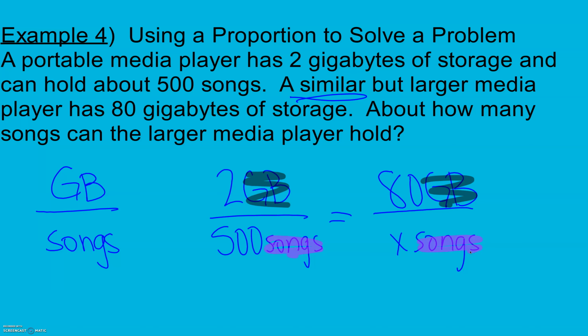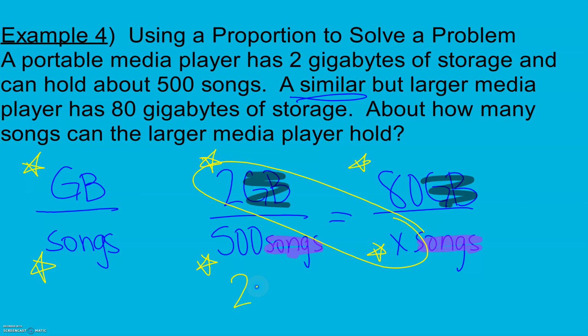That's very, very important when you set these up. So please be careful on that. Make sure we're comparing the same things. We have gigabytes compared to songs, gigabytes compared to songs, gigabytes compared to songs. And now we can solve using our cross products. So 2 times x is equal to 500 times 80.